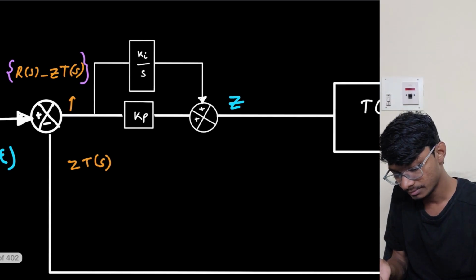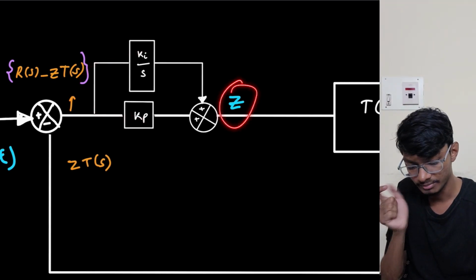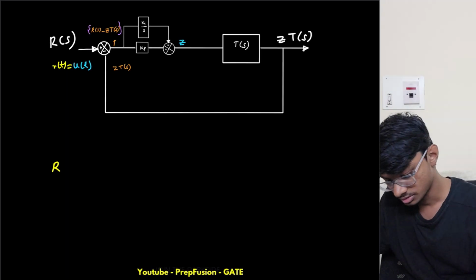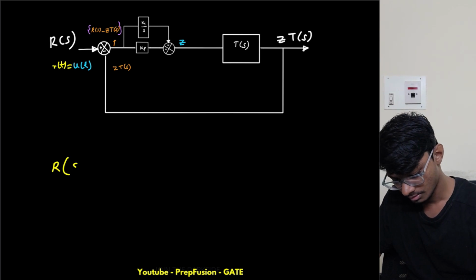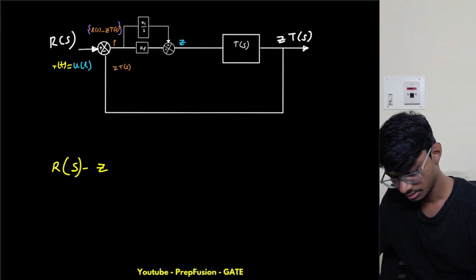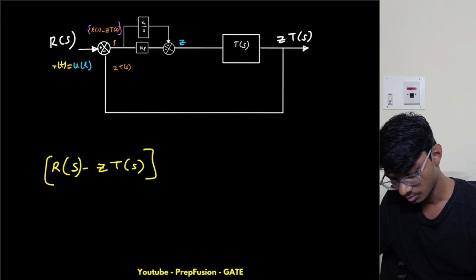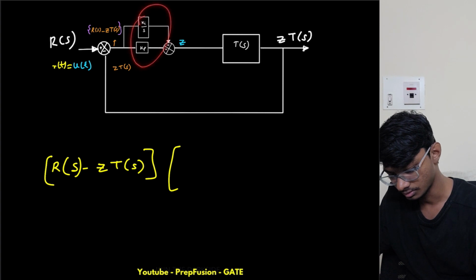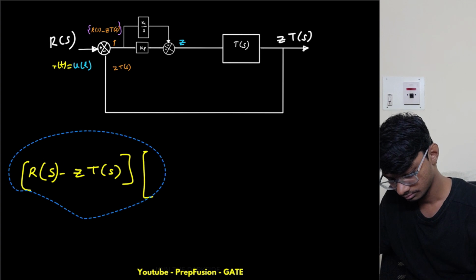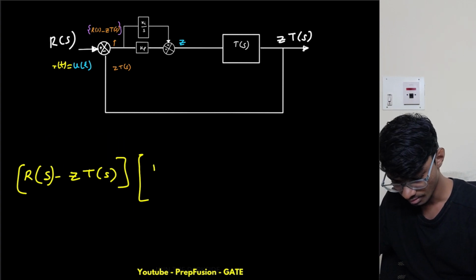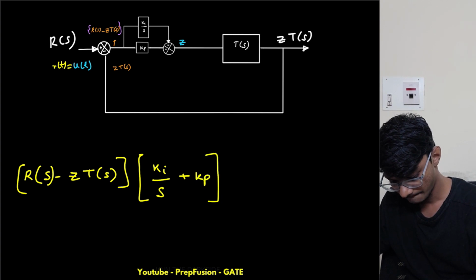Now if I multiply with this one and then add these two, I will get back my z. So my r of s minus z t of s, into this whole transformation, this one, is the adder. So this is basically my ki over s plus kp. So this will be equal to my z itself, right?